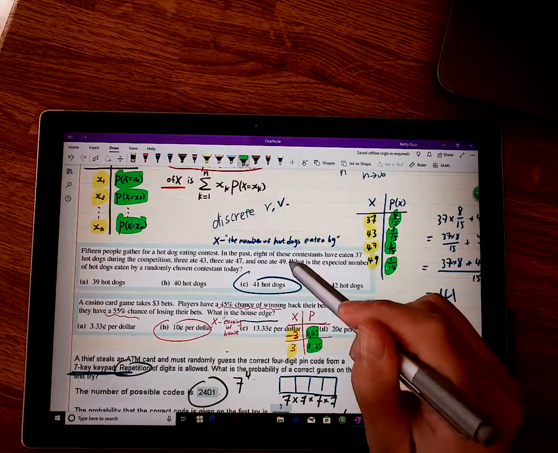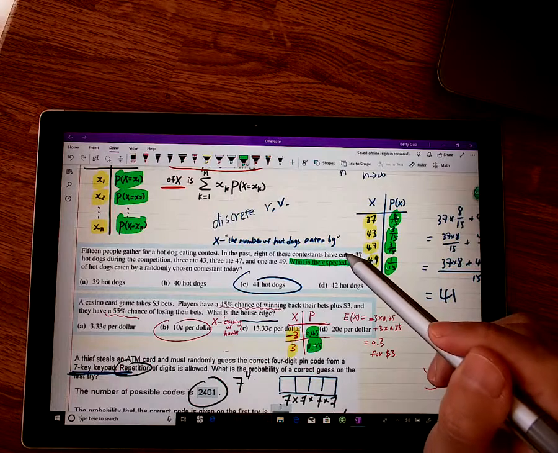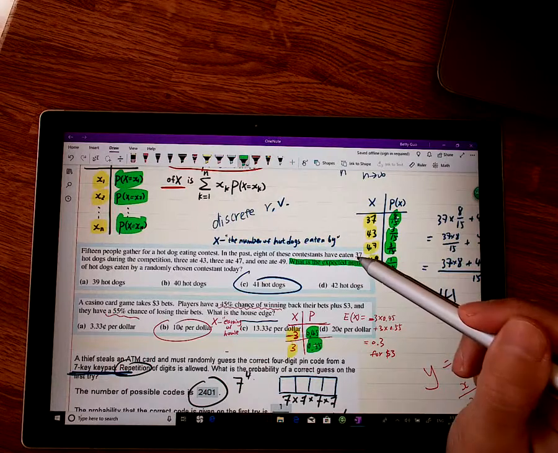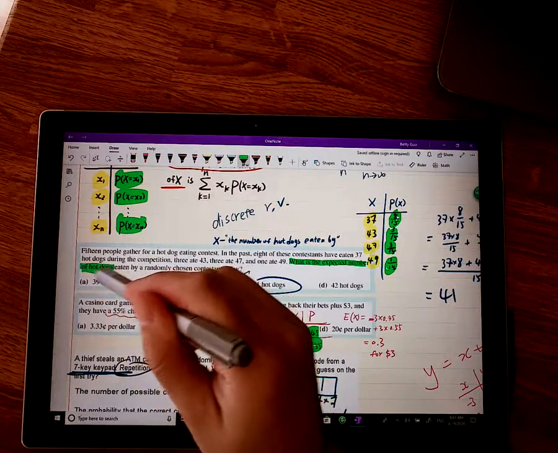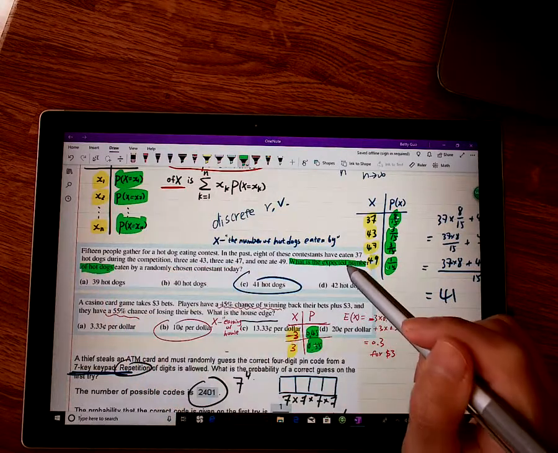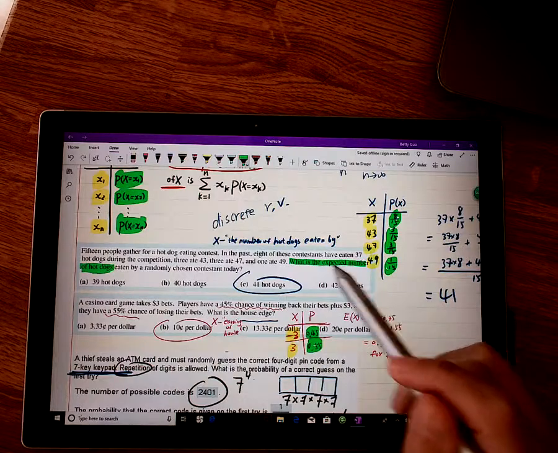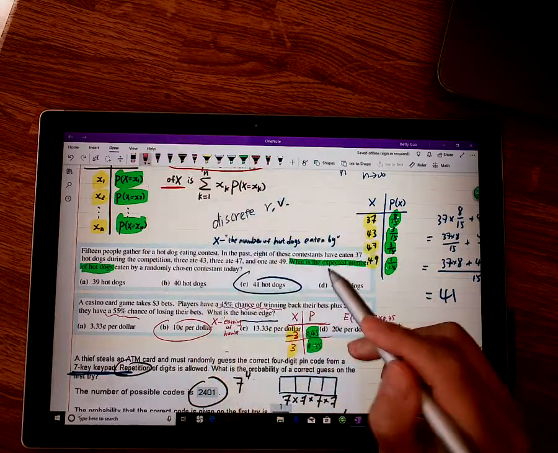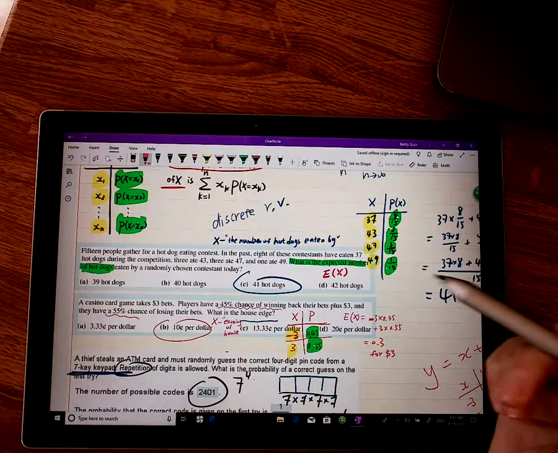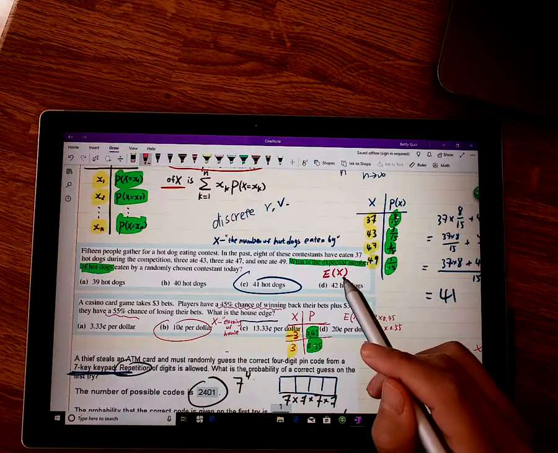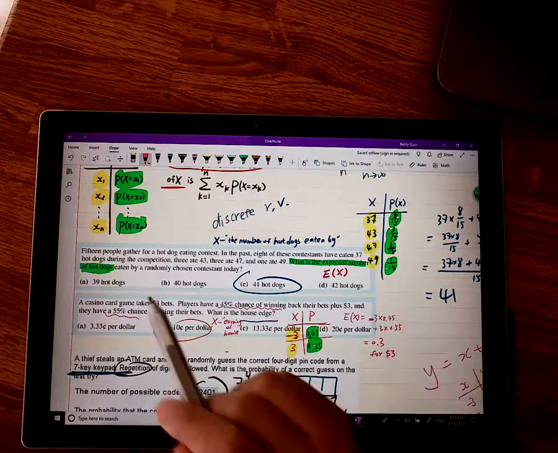Let's figure out the goal. The goal is the expected number. It's actually the same as the expected value of the number of hot dogs. So we are looking for the expected value of a random variable. What is the random variable here? What's the expected value of the number of hot dogs?